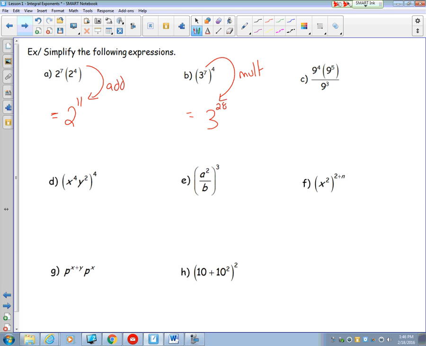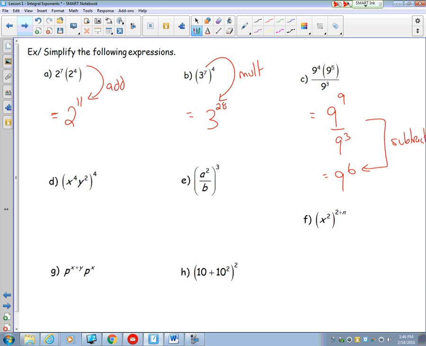This one I've got multiple parts. So on top, I can add my exponents. I'll get 9 to the 9 over 9 to the 3. And then, because it's dividing, I can now subtract my exponents. 9 to the 6. Okay, I can only do this if my bases are the same, right? That's kind of one of our key rules.